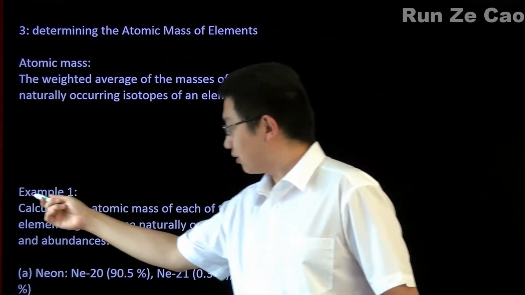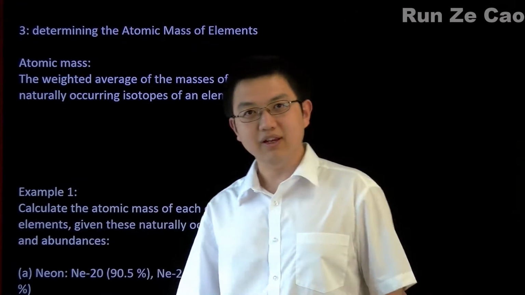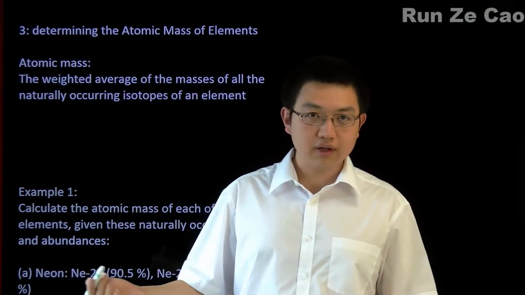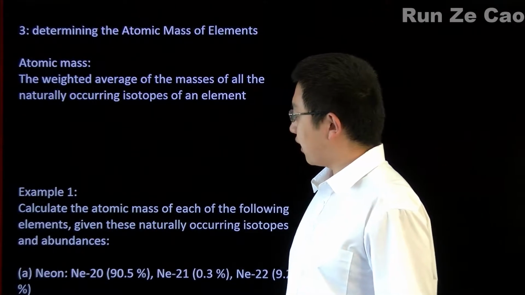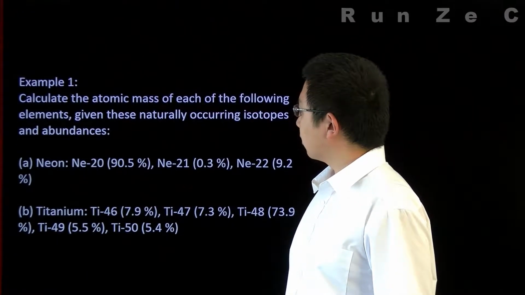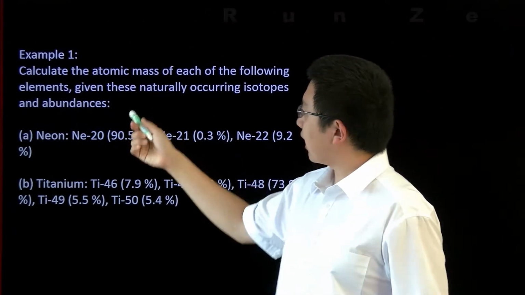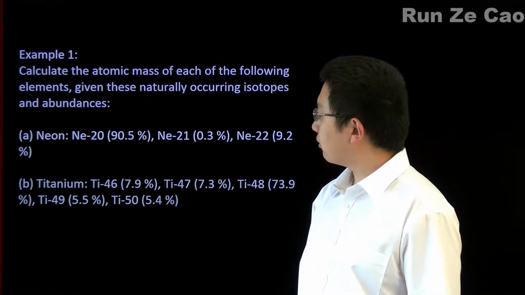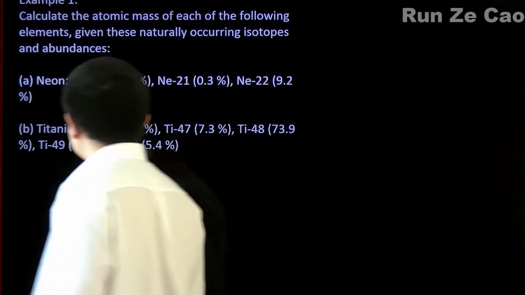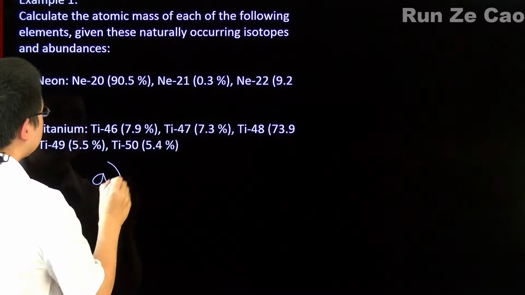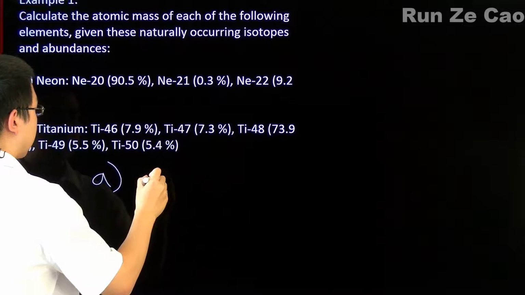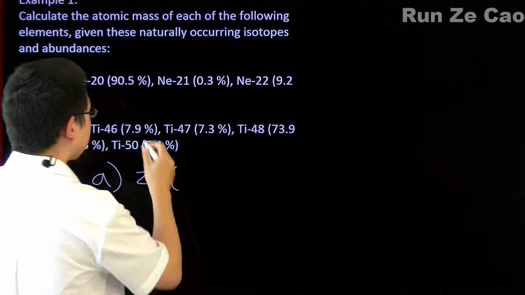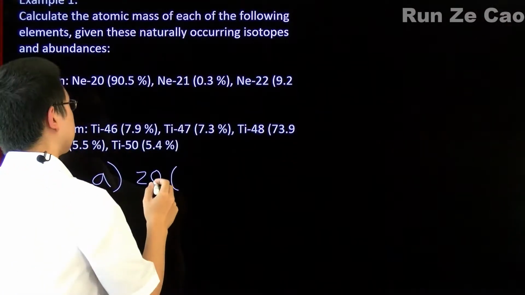Okay, what do we see here? For the first time in our Chemistry 11 videos, we have an example. Now, in future questions, we'll have lots of examples. But for now, we only have one. So we have to calculate the atomic mass of each of the following elements given these naturally occurring isotopes and abundances. So for neon, we have 20. We can just use 20. It's a good enough approximation.